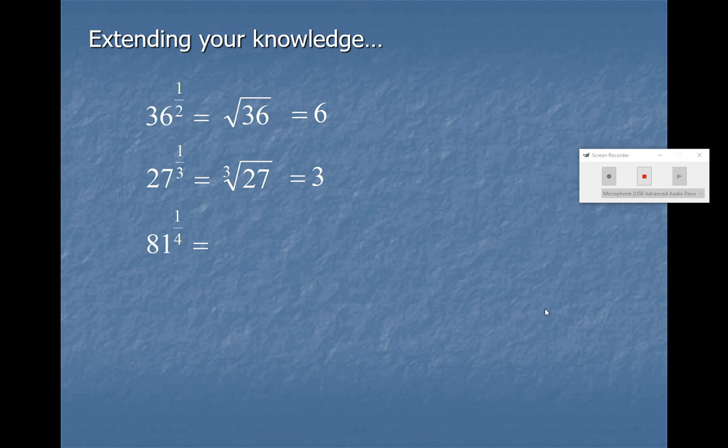Okay, here we go. 81 to the 1/4. Don't let the numbers intimidate you. Just go, what do I do with these numbers? What does the 4 become? Where does it go? 4th root. It goes inside this thing, which tomorrow I'll start calling a radical. I use that word now to get you ready. It's now the 4th root of 81.